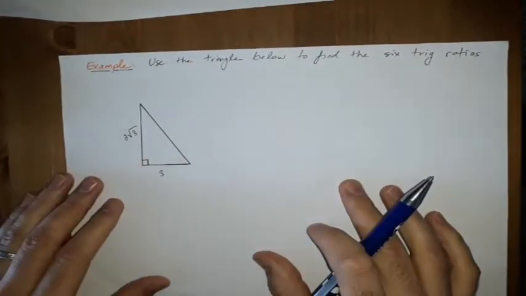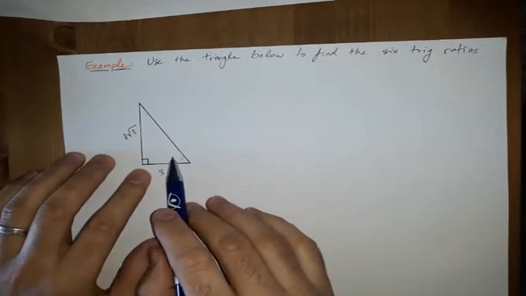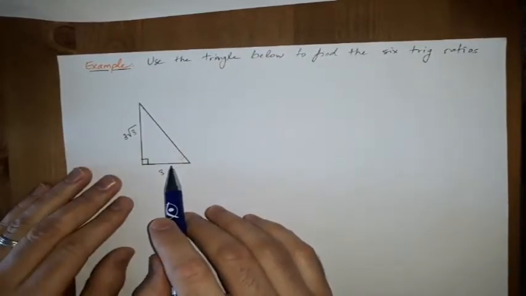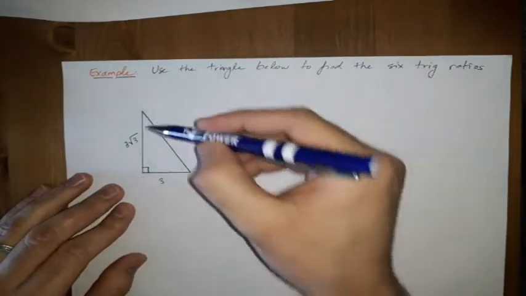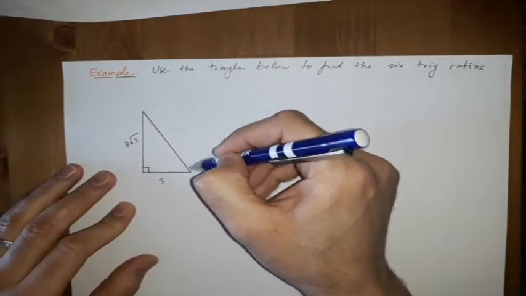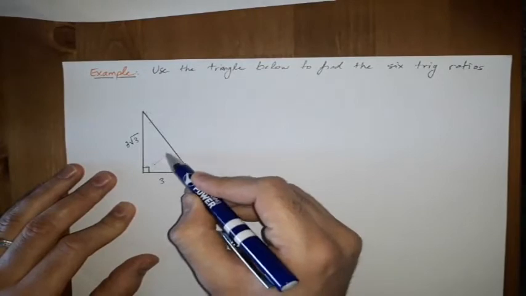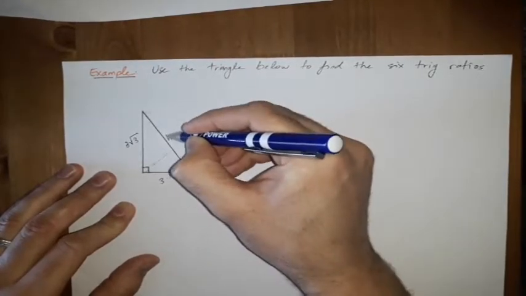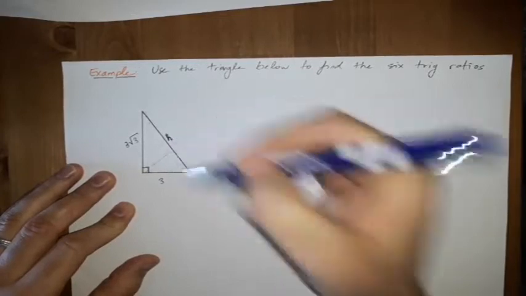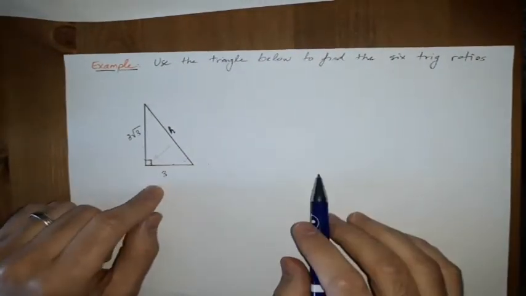But before we talk about this, I'm asking you a question. Where is the opposite side? Where is the hypotenuse? The hypotenuse, we learned before, is the side opposite to the right angle. So this is the hypotenuse. Okay, so where is the adjacent side, and where is the opposite side, right?